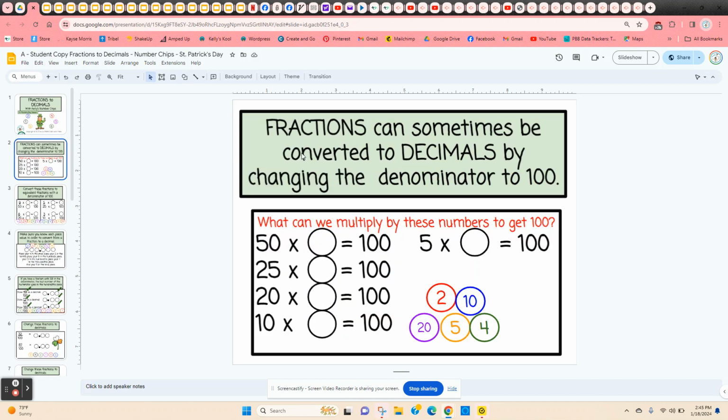It starts out explaining to the students that one of the first steps in converting a fraction to a decimal is that we can convert that fraction to an equivalent fraction with 100 in the denominator. This is just a practice slide, a review of what we need to multiply times each of these numbers in order to get 100. Students are going to be moving these chips, so they just click and hold on the edge, and then they can move them into place. We know we have to multiply 50 times 2, 25 times 4, and so on. And every number is going to be used on every slide.